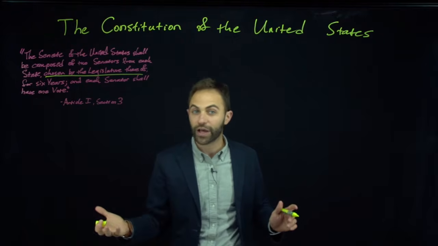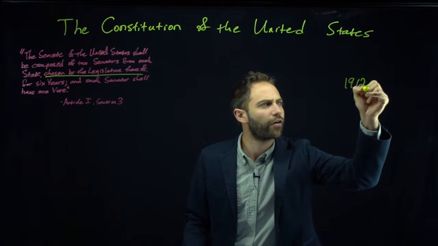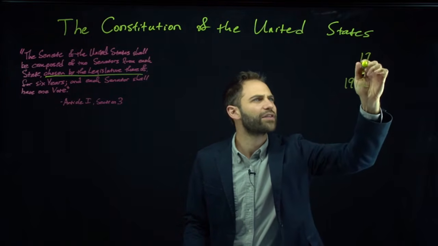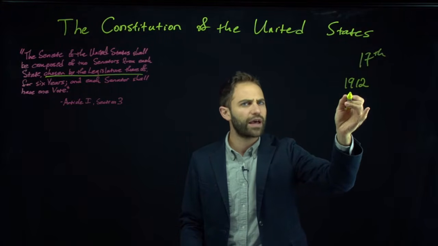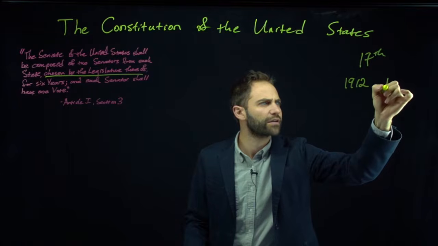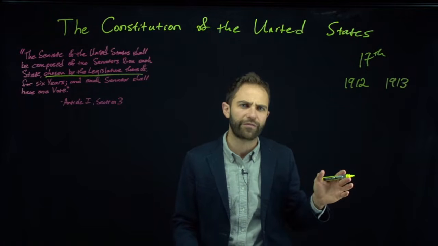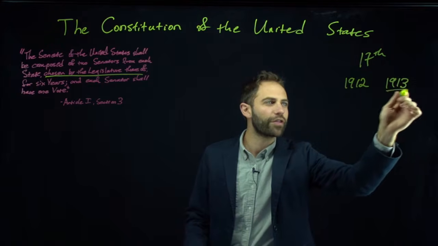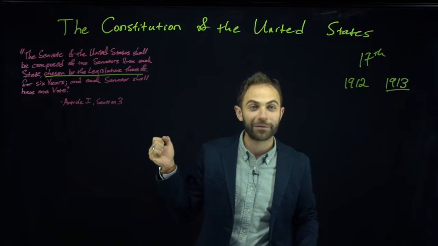This didn't change until I think it was 1912, when the 17th Amendment was passed by Congress, and then I think in the next year, 1913, is when it was ratified by enough of the states. Up until this point, senators were not elected by the people.